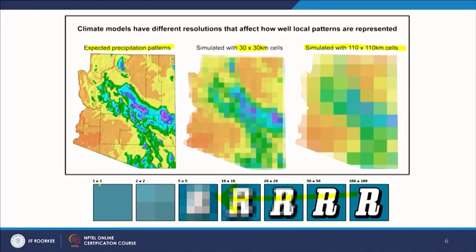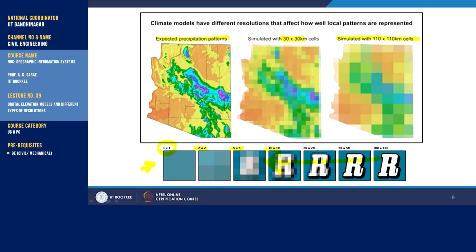Another example is given here. Here the matrix is 1 by 1, and of course this is the unit cell, and a cell is a unit, it is indivisible, we do not see any variation within that cell. But when we go 2 by 2, we are seeing at least 4 different shades of this blue color, and we keep moving like this. As soon as we come to 10 by 10 or 20 by 20, the letter R starts appearing.